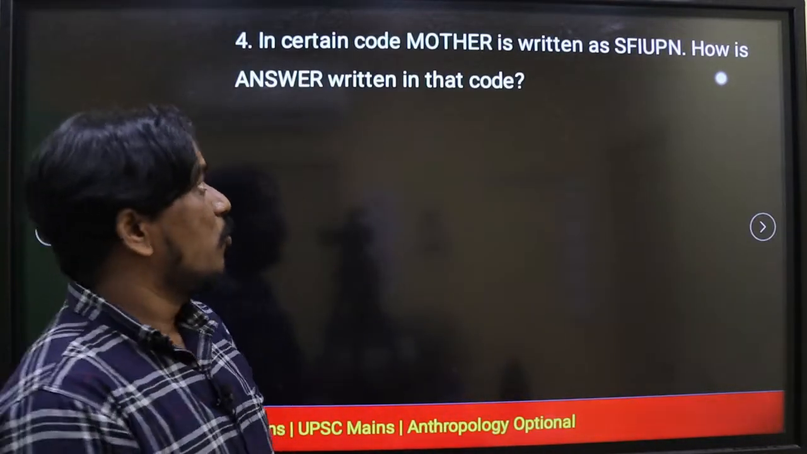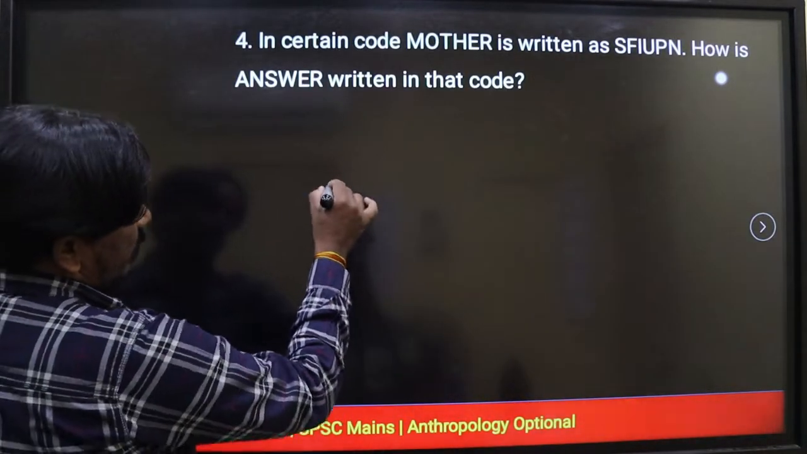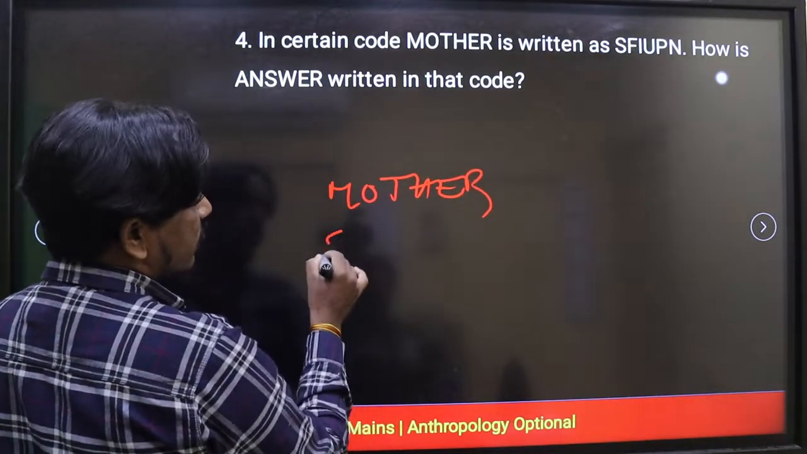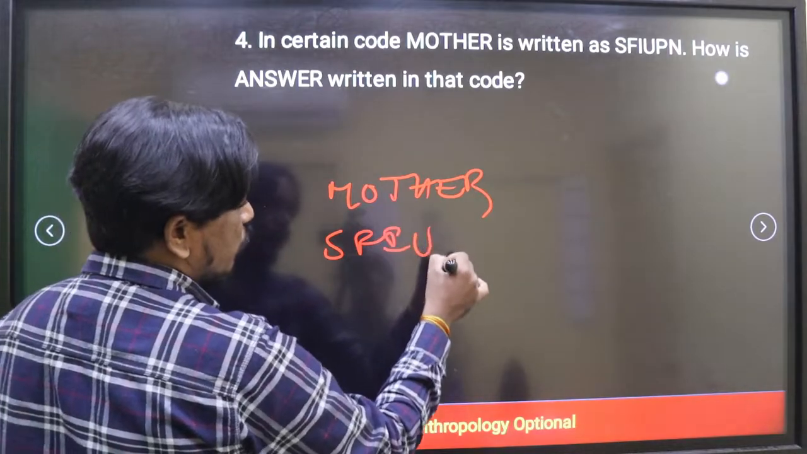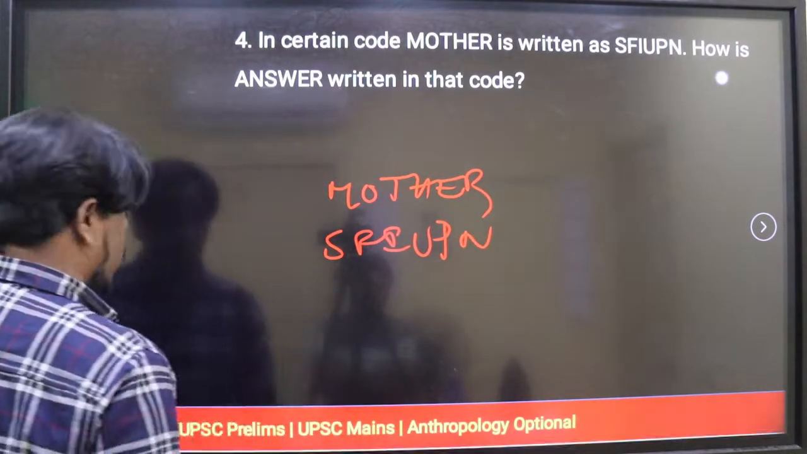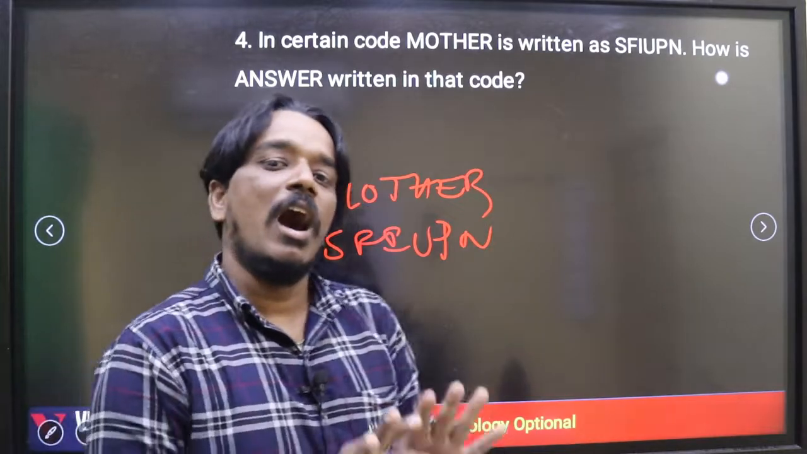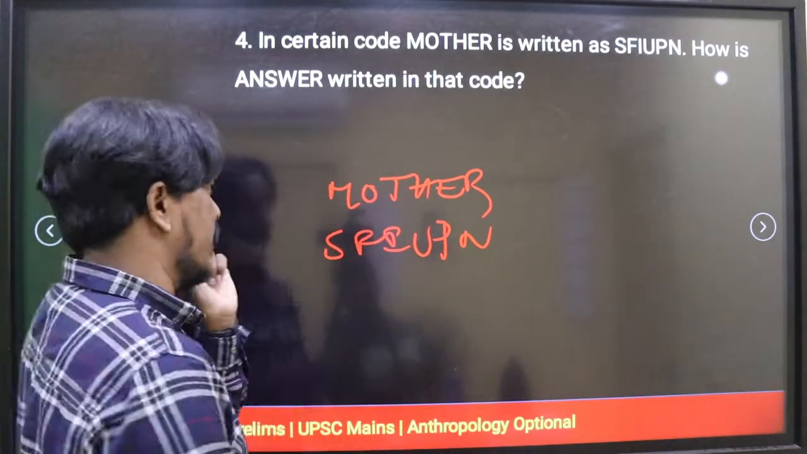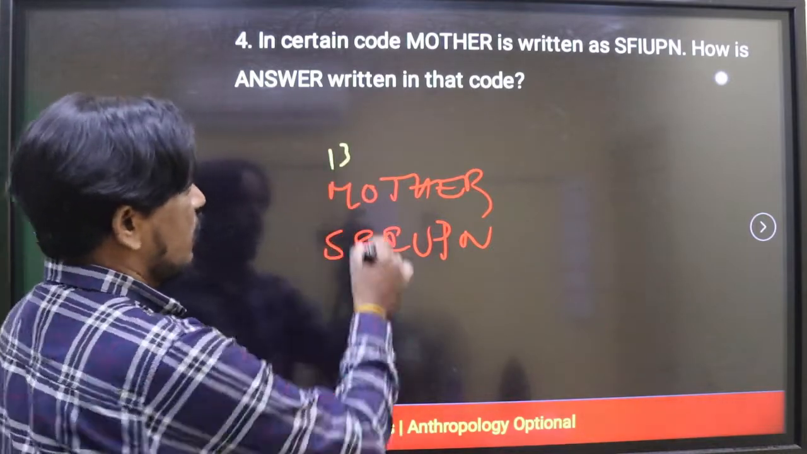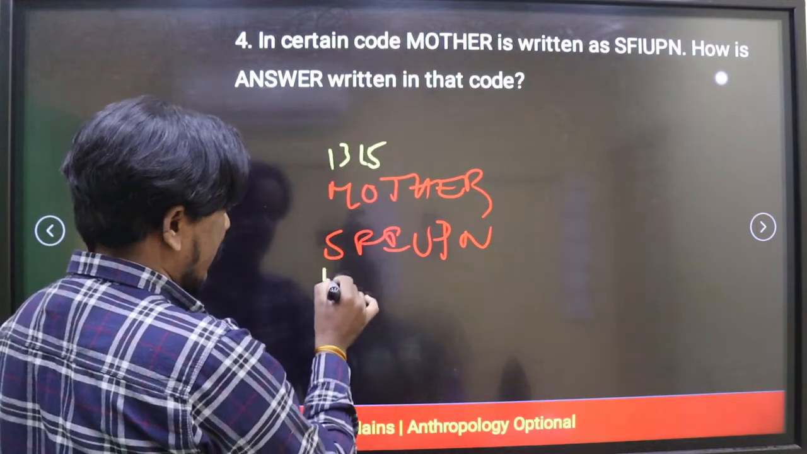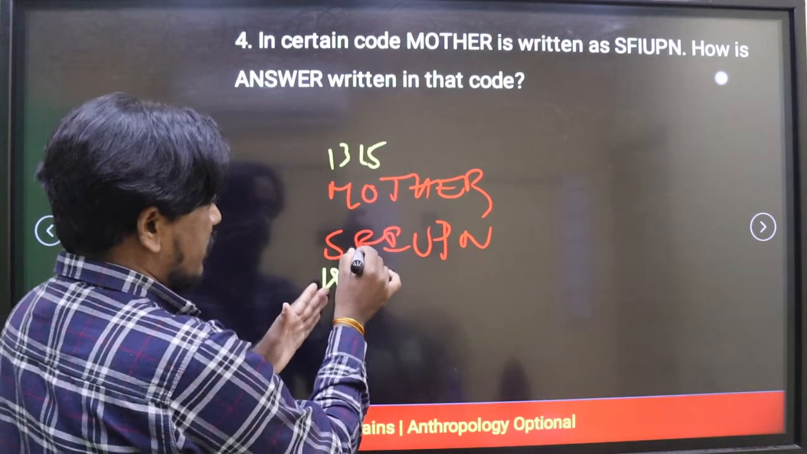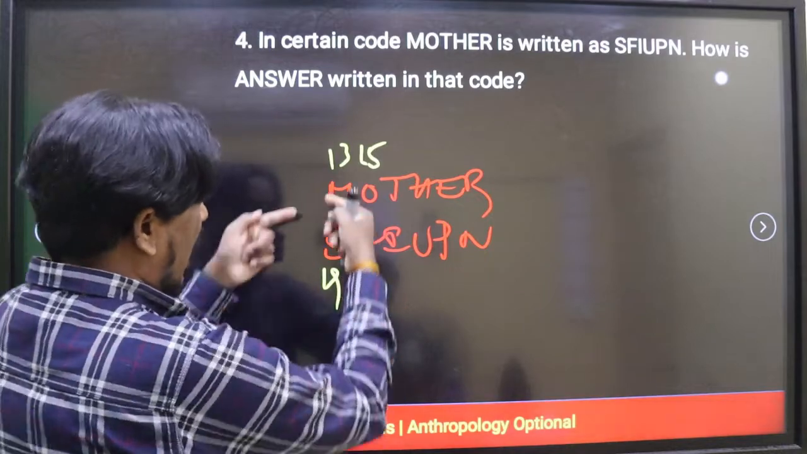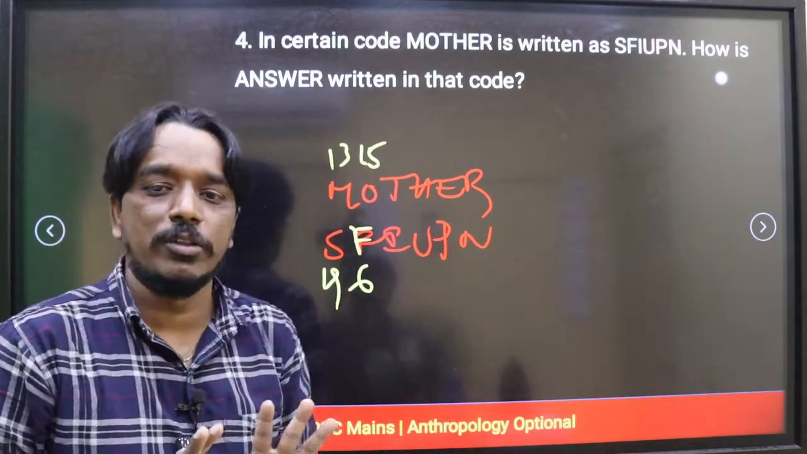Clear guys? Now one more question, if you observe, Mother is coded as SFIUPN. And what is the logic and what is the pattern? If you identify that pattern, answering questions is easy, only patterns are important. What type of patterns are we regularly getting? If you observe M is 13, O is 15, but here 19 is there, are you getting it? It's the same logic. Here we have F, this is F. So F means actually 6. Are you getting the same logic here? It's not following the same logic.